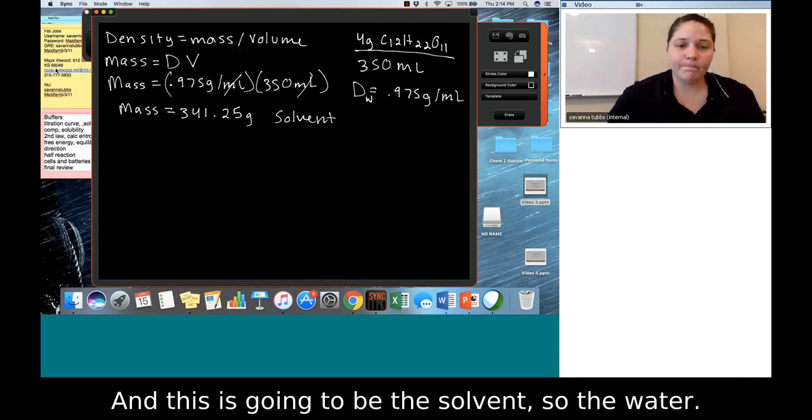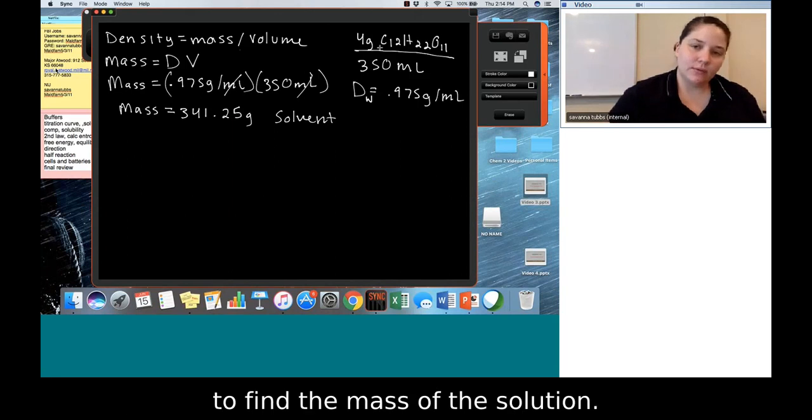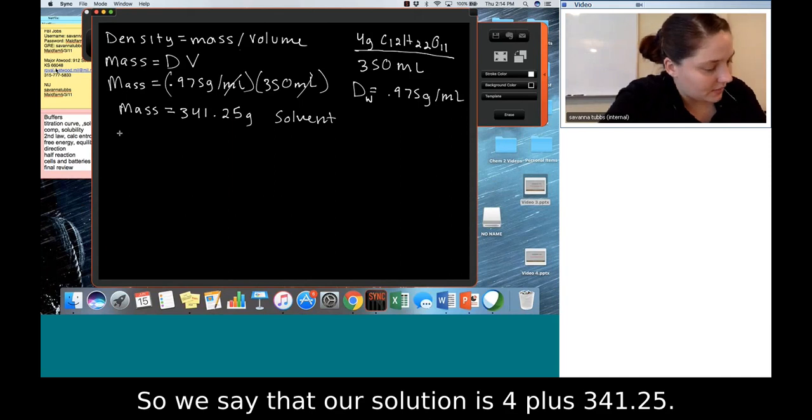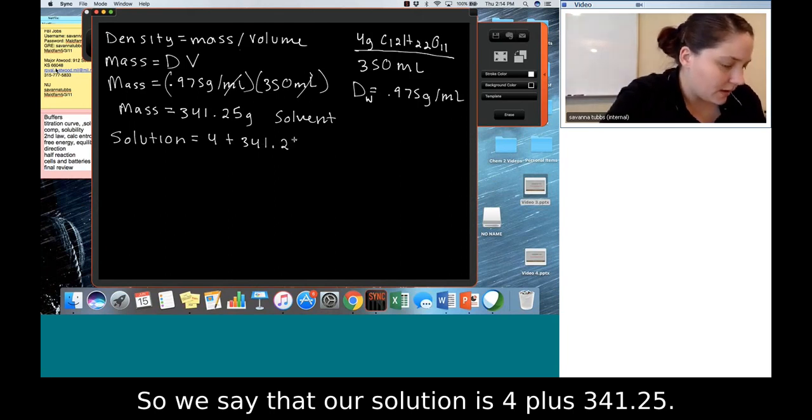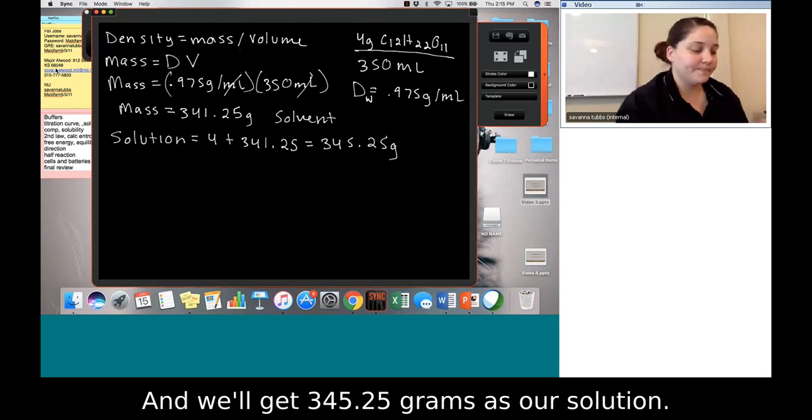so the water. I can now add my mass of solvent to my mass of my solute to find the mass of the solution. So we say that our solution is 4 plus 341.25, and we'll get 345.25 grams as our solution.